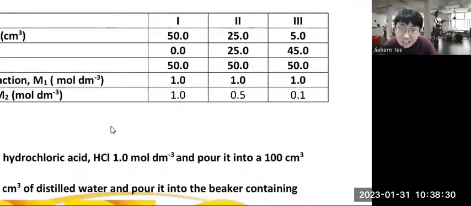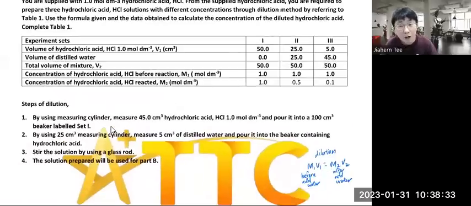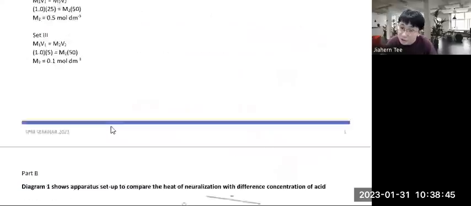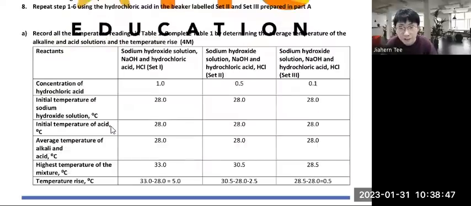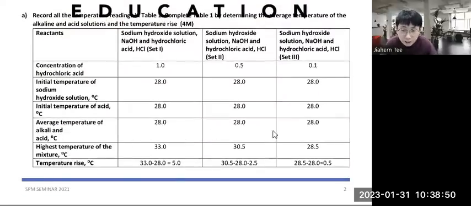You are actually decreasing the concentration of your acid. So now, in your experiment, you have acids of different concentration. Add them into your alkaline, see the heat release, see the temperature rise. Of course, our result is still going to look like this. Different sets, different results. In Set 1, you get 5.0 as the temperature rise. Set 2, you get 2.5. Set 3, you get 0.5 as your temperature rise.